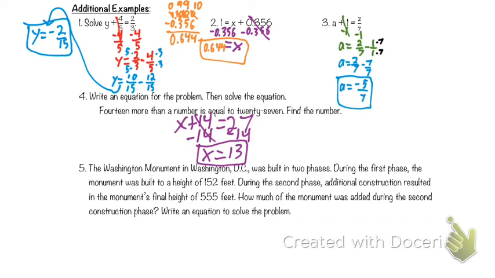How much of the monument was added during the second construction phase? Write an equation to solve the problem. That's a lot of words, isn't it? Do we think we might need all that information? No. Something I like to do, have we talked about this in here yet?